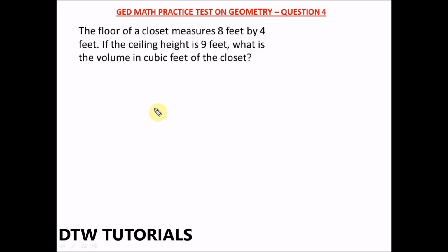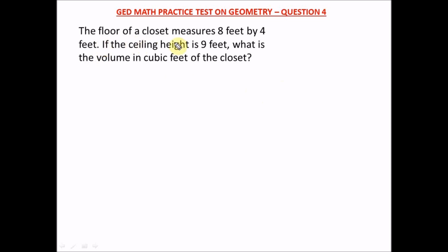Question 4 of the GED math practice test on geometry. It says the floor of a closet measures 8 feet by 4 feet. If the ceiling height is 9 feet, what is the volume in cubic feet of the closet? Now, as you can see from our previous questions, you really have to understand the statement of the question.